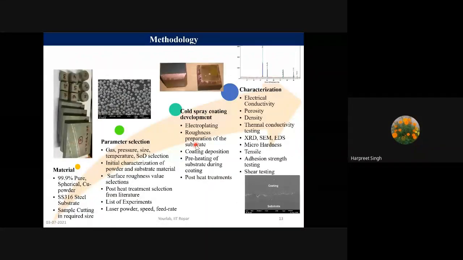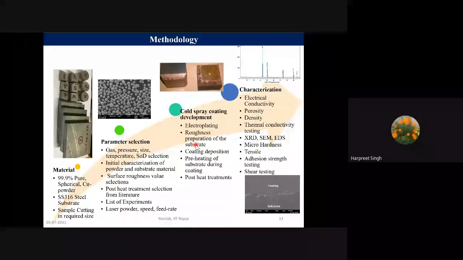This is the methodology which we have used. Of course, the material which we have used is, as I said, our objective was to achieve pure coatings, right? So that's why we purchased this pure copper powder, and of course, the substrate is this. This is our parameter selection, and so on. I think we can skip this.